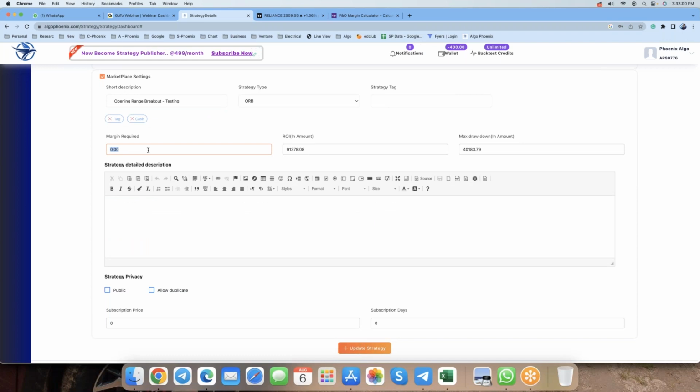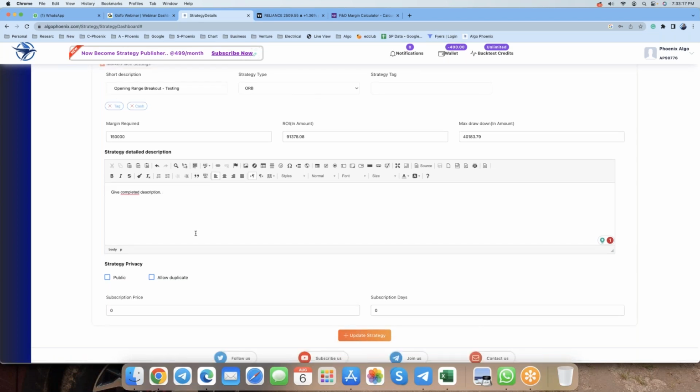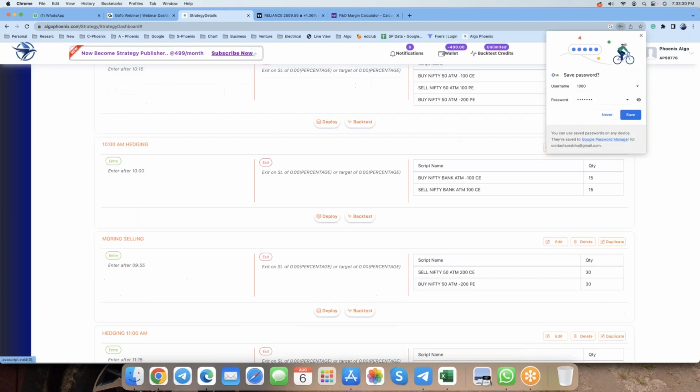and I'll say margin required 1,50,000. ROI will automatically come, drawdown will automatically come as per what is mentioned over there. Okay, 1,50,000. Then I have to give a complete description here. Write what the strategy is about, what the margin required is, what the drawdown is, what the stop loss is, everything. I click on public. I'll keep the price at maybe 1,000 rupees for 30 days of subscription. I'll say update strategy.